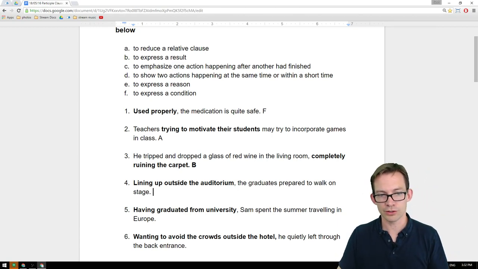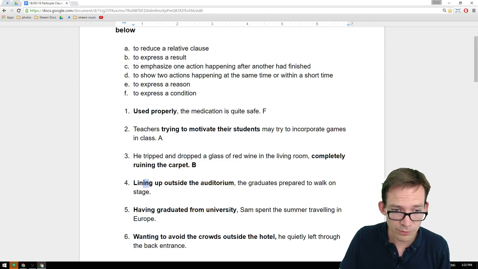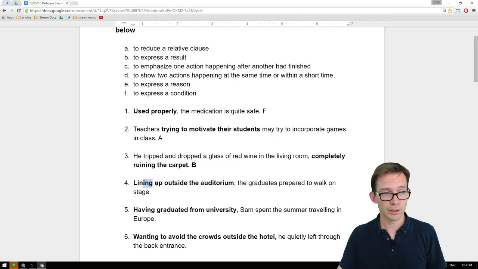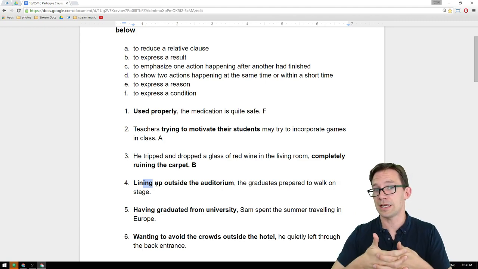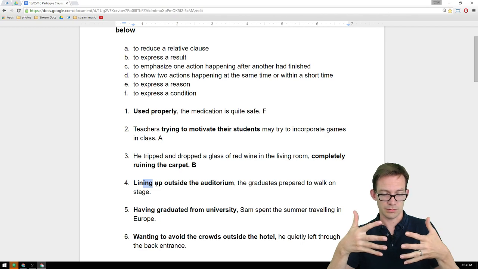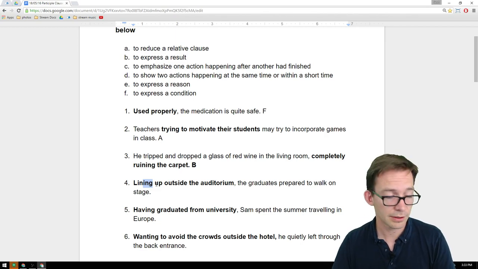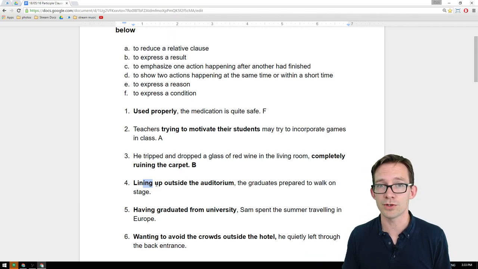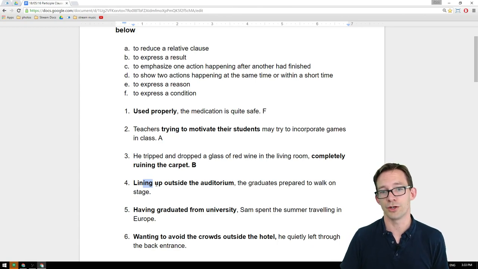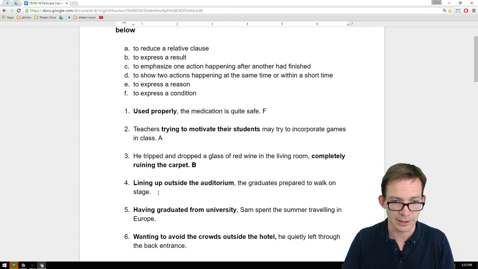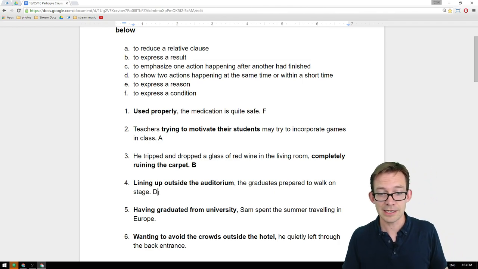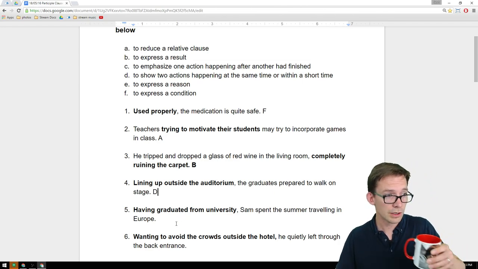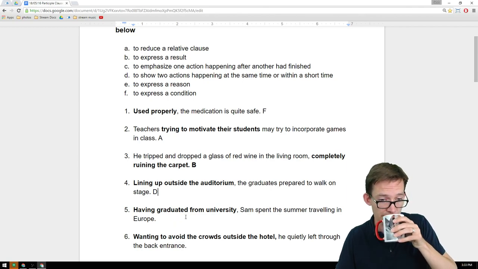It looks like to me, as we said before about the present participle, when we use that, we're showing two things happening at the same time, or almost at the same time. Like listening to the happy music, the students answered Shaun's questions, right? So these are two things happening at the same time. So whoever said D for number four is absolutely correct. Good.